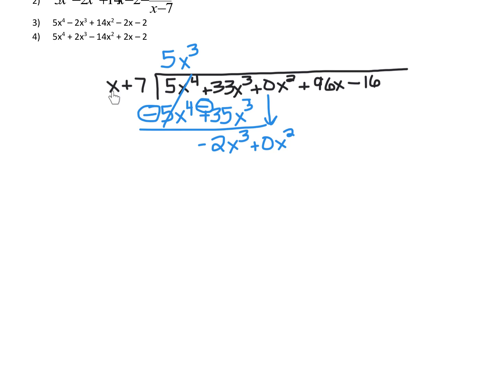All right, so look at the first term outside the division bar and the first term of the expression we were just left with. You want to say to yourself, what do I multiply x by to give me negative 2x cubed? So you're going to multiply by negative 2 as well as an x squared. So that's what we're going to put up here, negative 2x squared. And then we can distribute. So negative 2x squared times x is negative 2x cubed. And negative 2x squared times 7 is negative 14x squared.